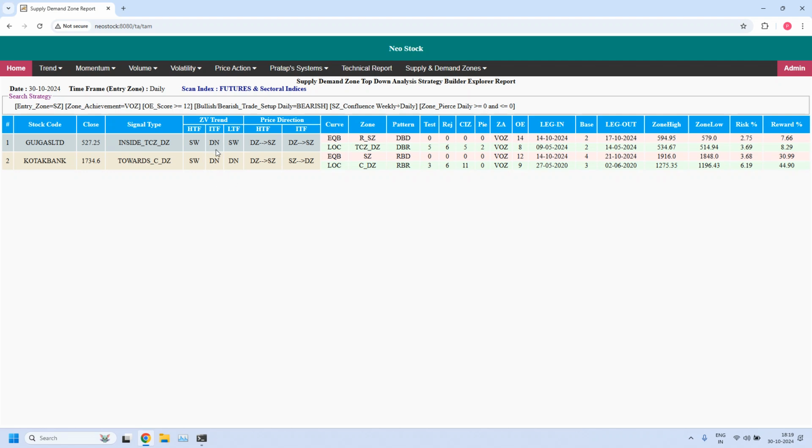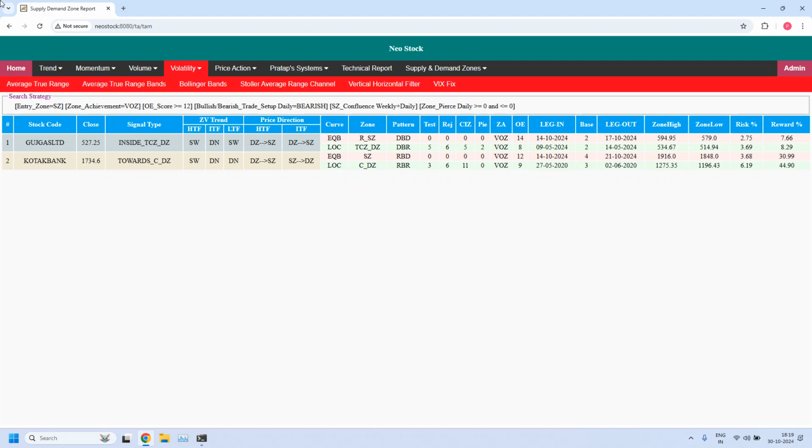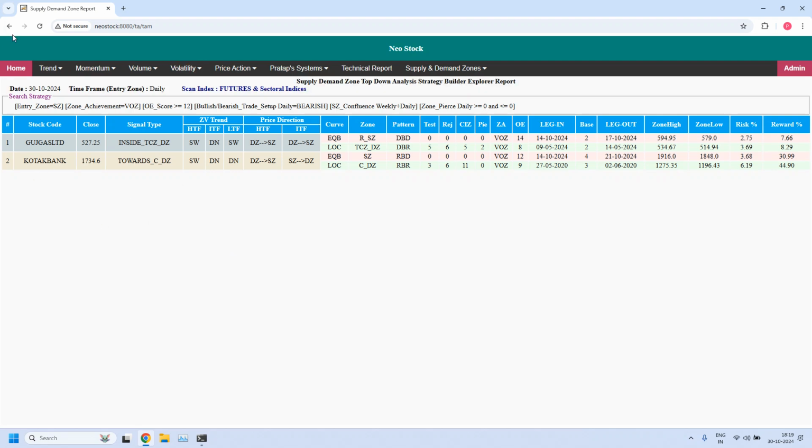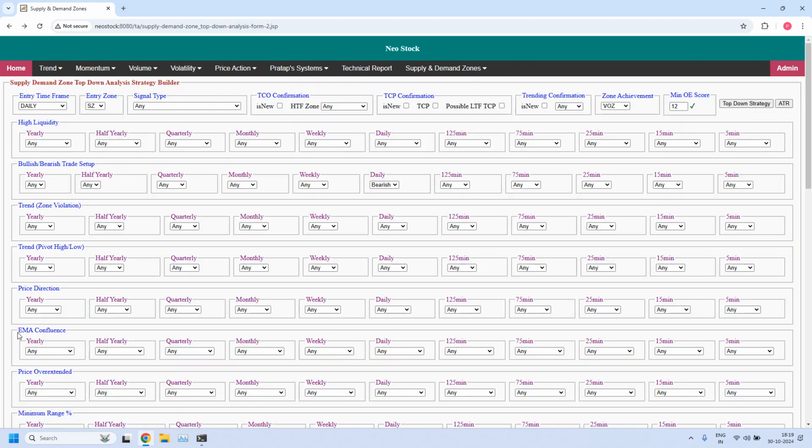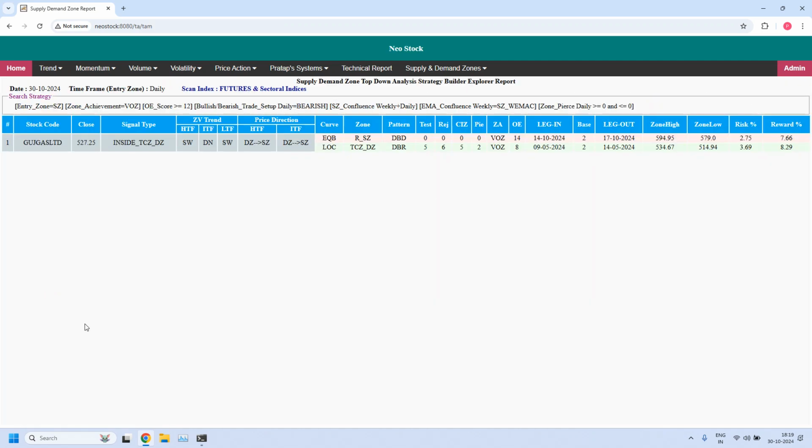Weekly trend is down. If any of these stocks are having weekly EMA confluence, they are even more high priority setup. Let's verify in the EMA confluence at weekly time frame, weekly supply zone with weekly EMA confluence, because the daily zone is part of weekly. So 1 stock is filtered. This is even more high probability setup supported stocks, because the daily zone is part of weekly. That weekly supply zone is having weekly EMA confluence.